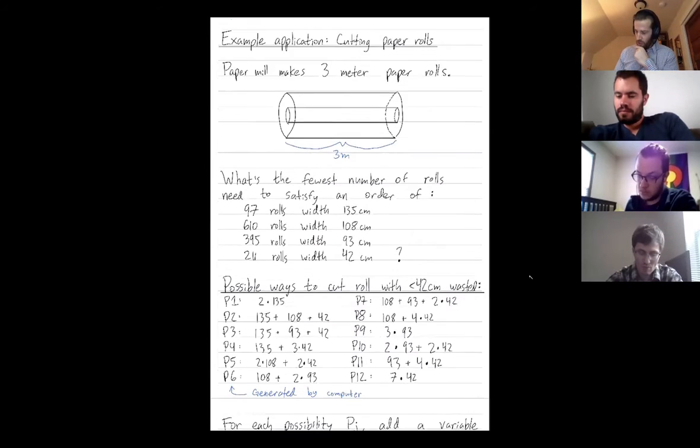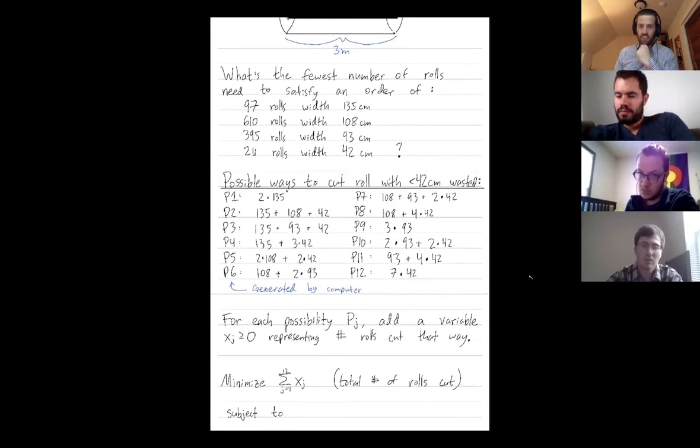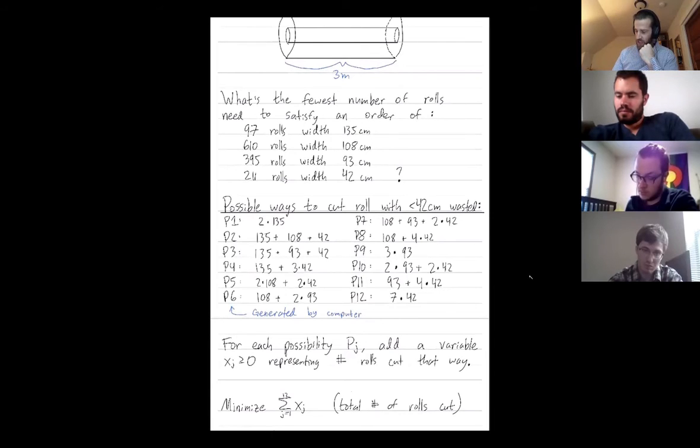So we are now going to let xj represent the number of rolls that are cut using this possible way, pj. So p11 is a way we could cut our roll: 1 width 93, 4 widths 42. x11 is going to be the variable representing the number of rolls that we want to cut using this pattern, p11. Does that make sense? So x11 is how many rolls do we want to cut in this form? 1 of 93, 4 of 42.